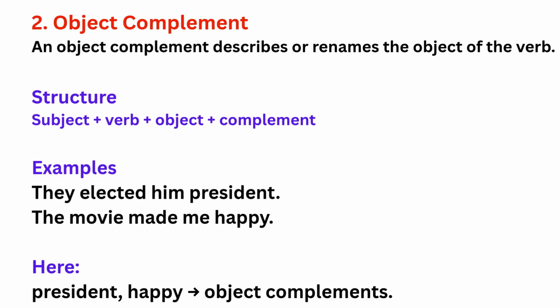For instance, consider the sentence, "They elected him president." Here, the word president renames the object, him. In another example, "The movie made me happy." The adjective happy describes the object, me. Therefore, president and happy function as object complements because they give more information about the objects of the sentences.